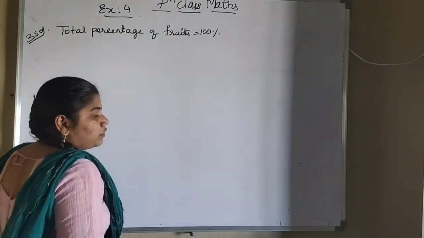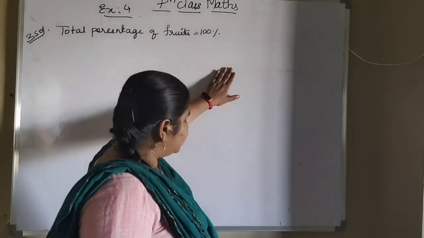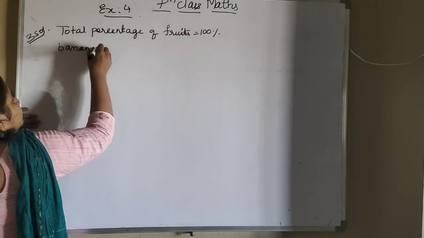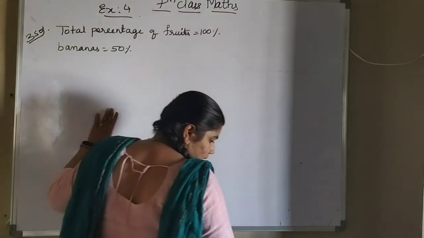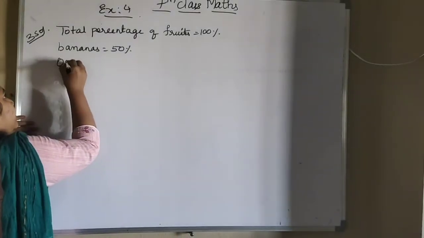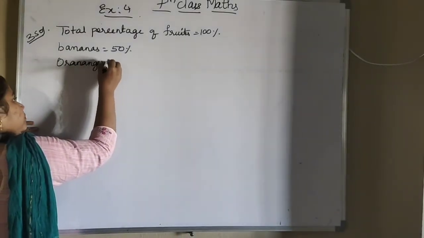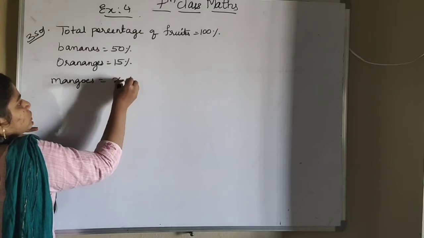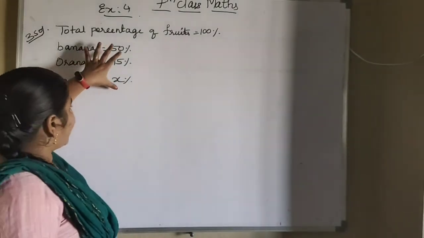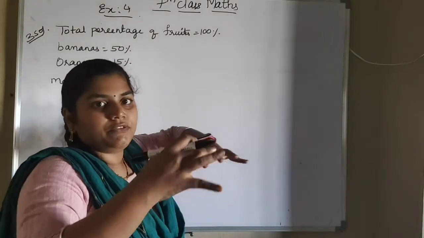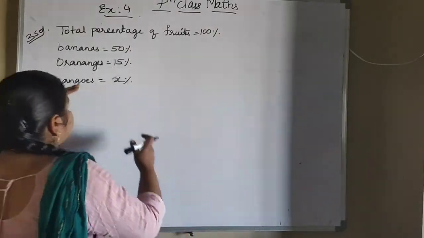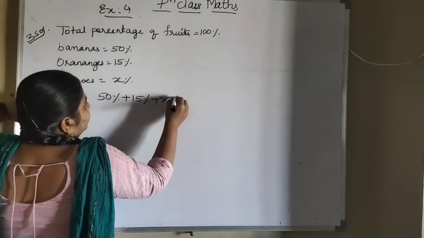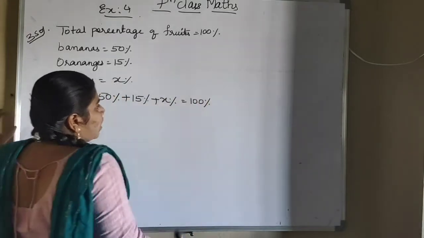100%. In this 100% you have bananas, oranges and mangoes. In this, bananas are how many? Bananas are 50%. Next, oranges are 15%. And mangoes are how many? We don't know, so we are taking it as X. So if you add all this, then only the basket will be filled. That means it will become 100%. So add all the values. 50% plus 15% plus X% will be equal to 100%.